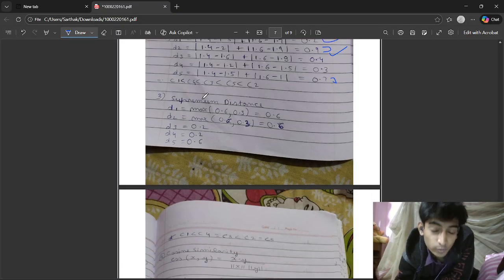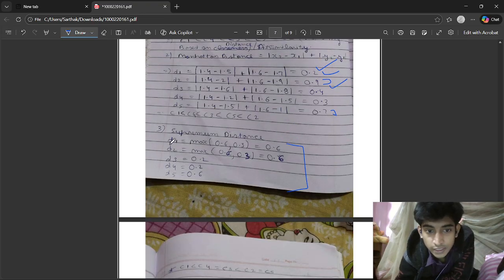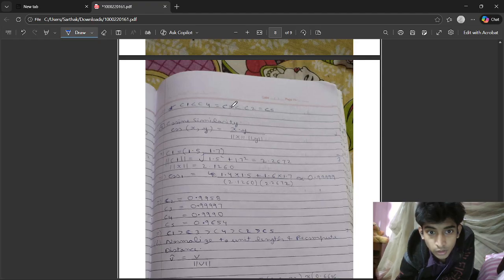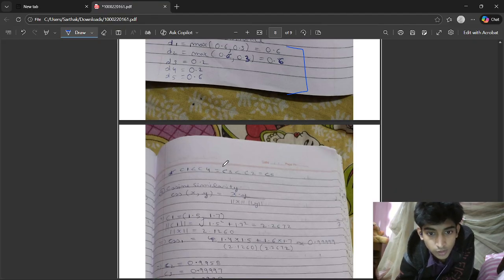Now we will find supremum distance, that is we calculate the max of x2 minus x1 and the max of y2 minus y1. Based on that, we calculate distances. We get these distances and we rank them according to that. As we can see, C2 and C5 get equal distances, and C3 and C4 get equal distances. So C2 and C5, C3 and C4 are equal, and then the most similar is C1.